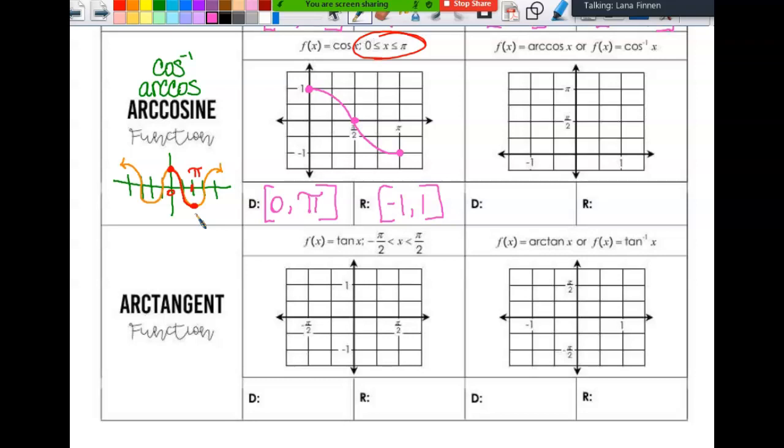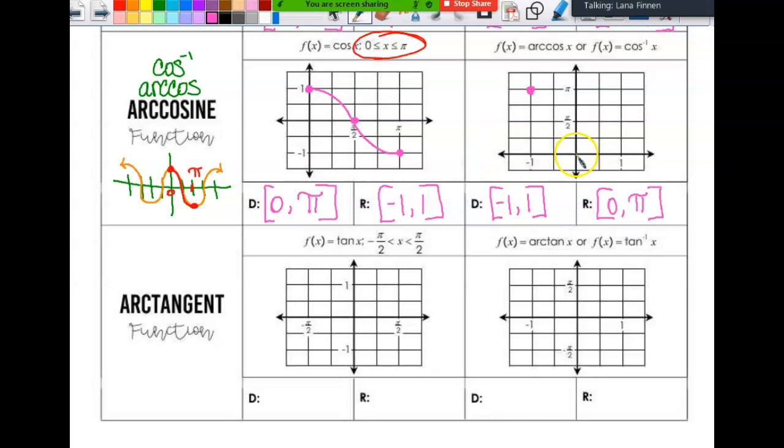We switch places for domain and range. So the domain is now -1 to 1. That's my input. My output is from 0 to pi. So when I go to graph this, I can say, all right, so I want the cosine inverse of -1. That means, when is cosine -1? Cosine is -1 at pi.